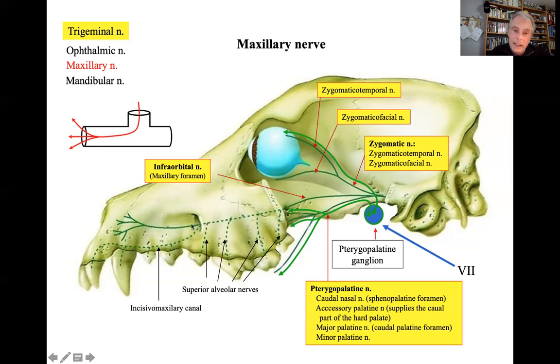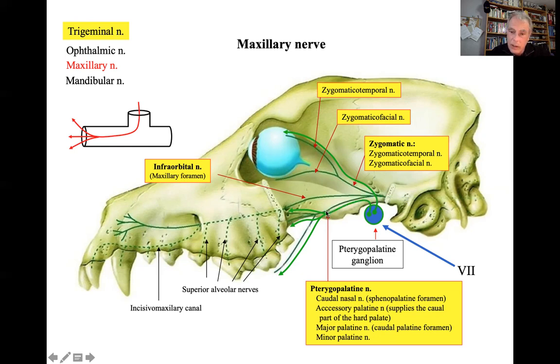Okay, and then the infraorbital nerve leaves and is going to be sensory for the more rostral portion of the upper lip and the lateral aspects of the nasal area. The third branch is the pterygopalatine nerve.